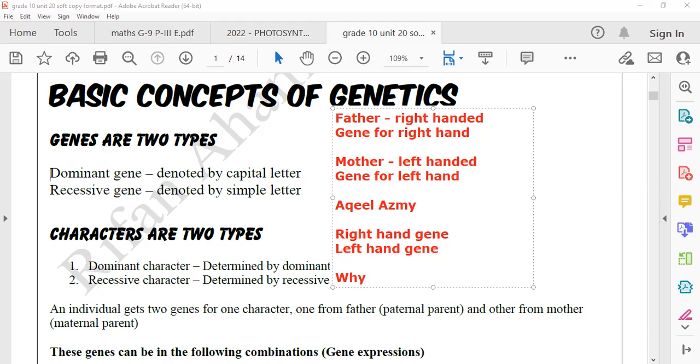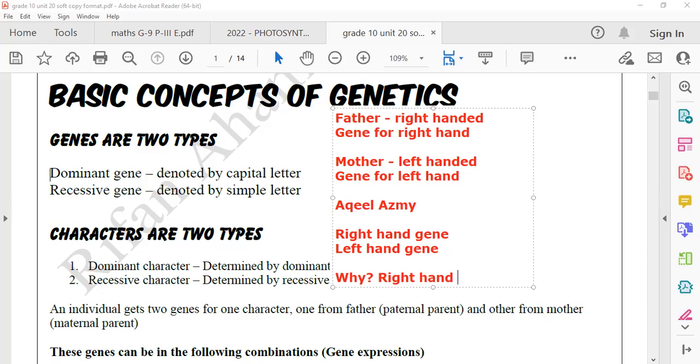But in this case, there's a question coming now. Why then does Akil Azmi show which hand strength? Right hand strength. Though there is a left hand gene in Akil Azmi's body, he is not bringing that character out. Correct? Are you clear? Yes, sir.